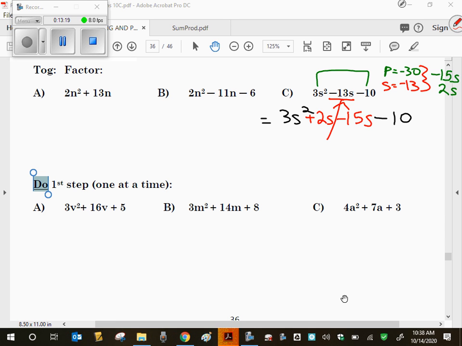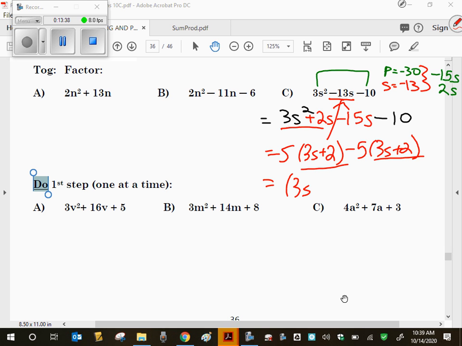Now, grouping question. And you can see this is very similar to the other two that we just did. We took an S out to get 3S plus 2. And then we take a negative 5 out to get 3S plus 2. Take this GCF binomial. And then you get S subtract 5. And don't worry, I'll give you more time to do them on your own, because we haven't been grouping for a bit.